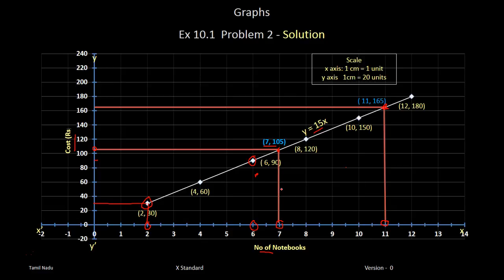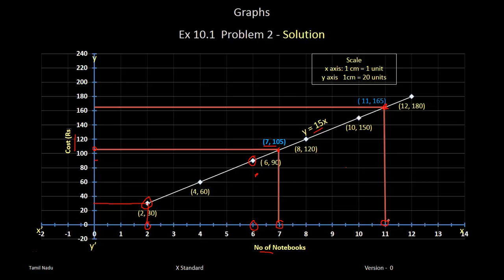Once you have the straight line, all you need to do is, in this case we want to have 7 notebooks. So come to 7 notebooks on the x-axis, go up wherever it cuts the line, and go horizontally along that line, and you'll get the cost of it. Similarly for 165 rupees, so the cost is 165. Go horizontally to the right where it cuts the line and go down. That will give you the number of notebooks.